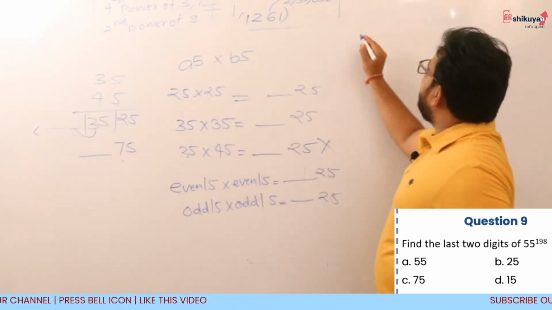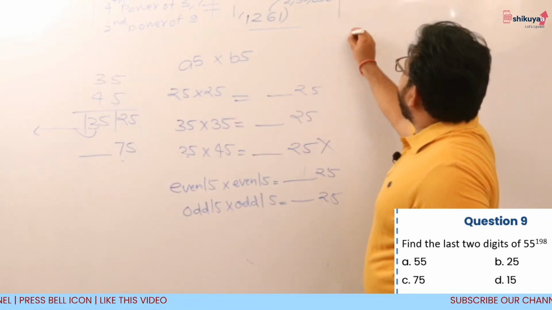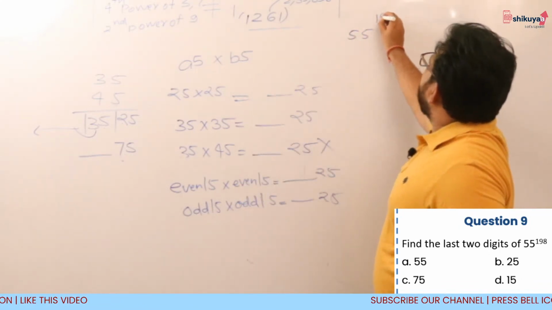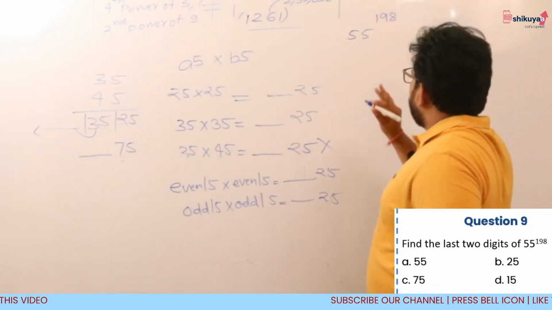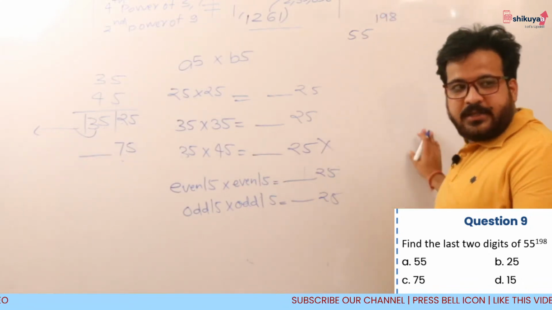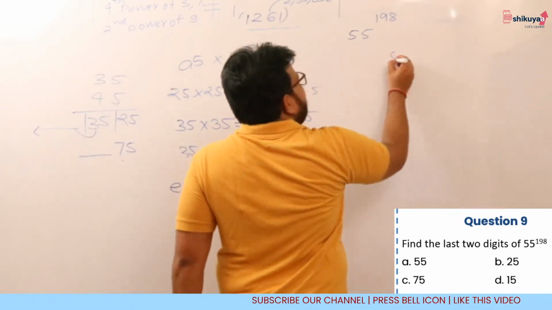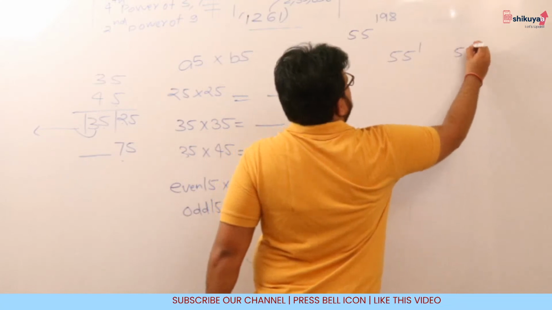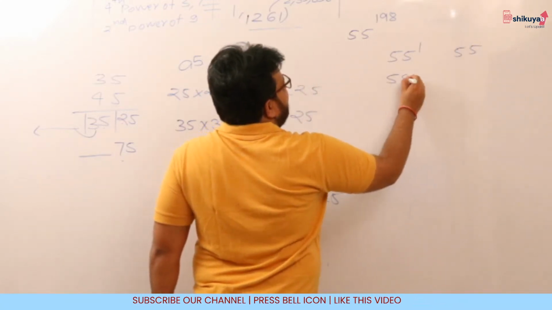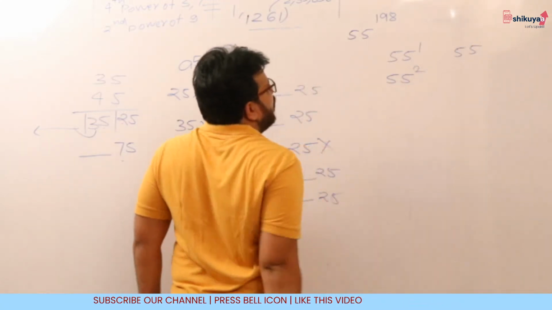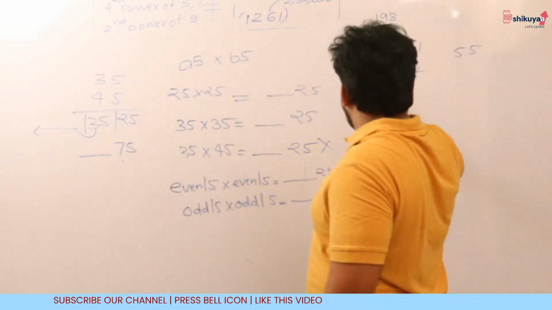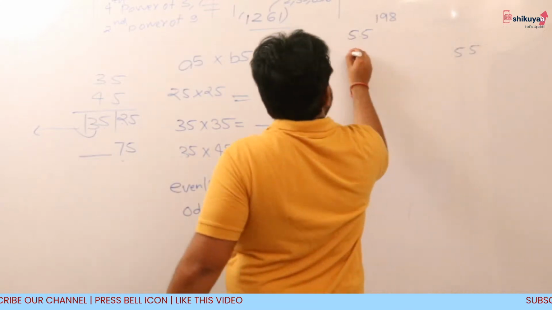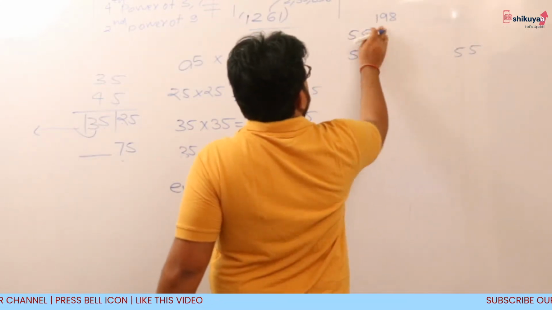Now the problem here is 55 raised to something. What is that? 198. So let's try to understand the pattern. Look at this. 55 raised to 1. So this is 55. Now 55 raised to 2. As we have the same number over here, that is 55 raised to 1, correct?